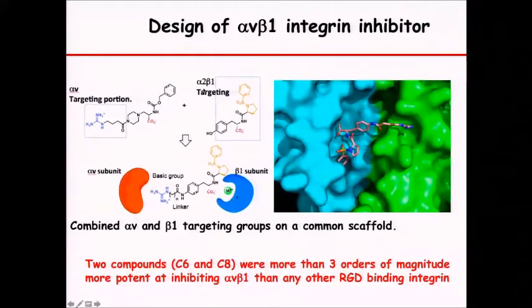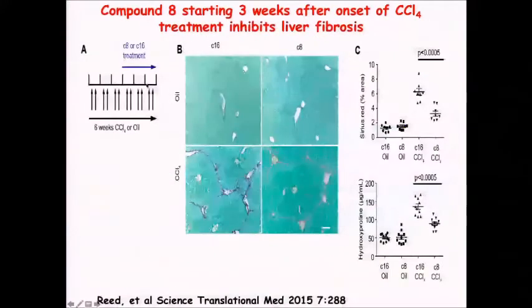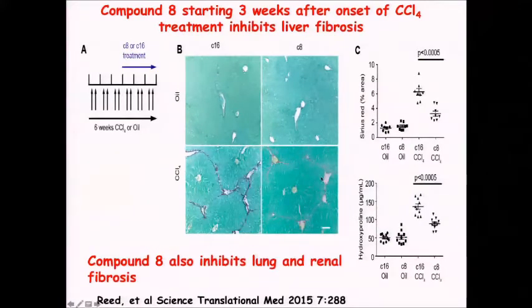So both these two small molecules were more than 3 orders of magnitude more potent at inhibiting alpha V beta 1 than any of the other RGD binding integrins. So we used the small molecule in the same experiments. We started with liver fibrosis. We induced fibrosis with carbon tetrachloride, waited 3 weeks until they already had fibrosis and started infusing this alpha V beta 1 inhibitor by Alzet pump. And you could see that we had about the same degree of protection from liver fibrosis we saw from knocking out all alpha V integrins in fibroblasts. And we also, I'm not going to show you the data, it's all published, but you could show that the same thing happened in the lung and the kidney.